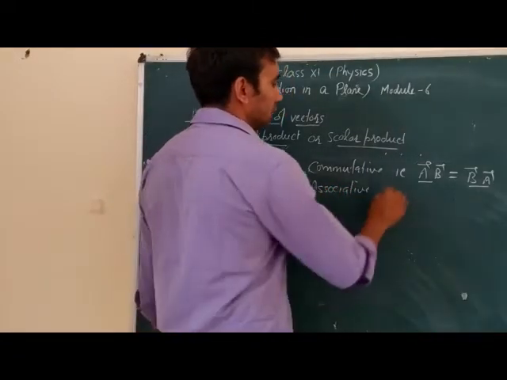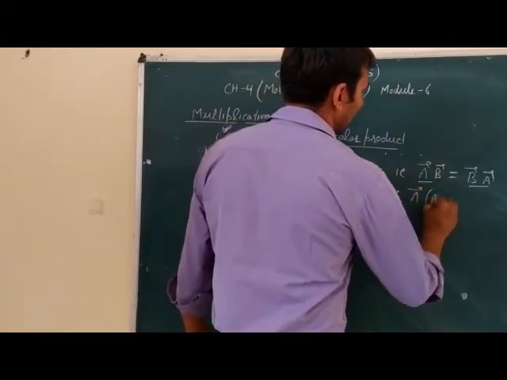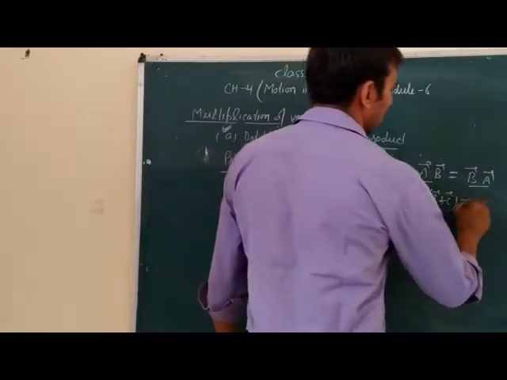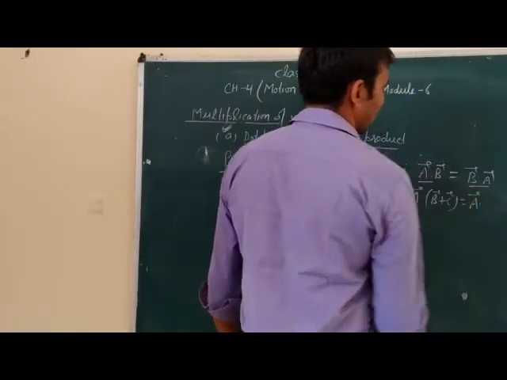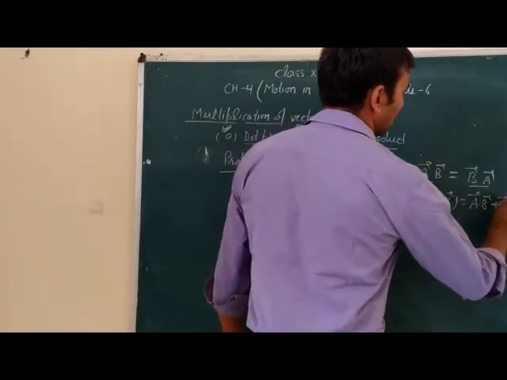Associative. That is A dot (B plus C). This can be written as A dot B plus A dot C.